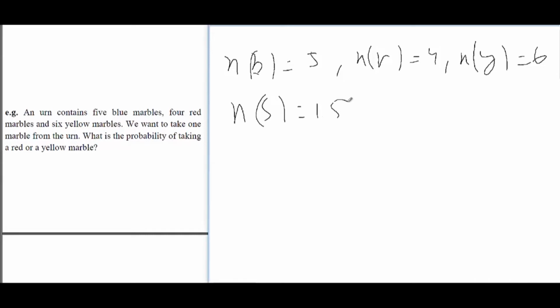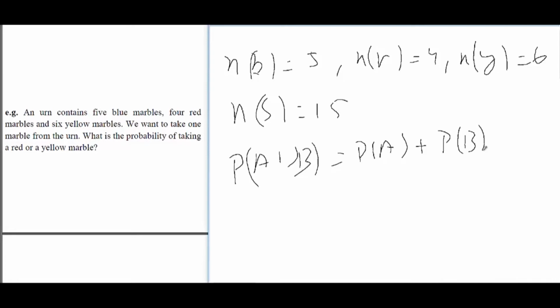And as the question asks us for the probability of red union yellow, red and yellow are mutually exclusive events. It means a marble cannot be red and yellow at the same time. So they are mutually exclusive, which means they don't have any common element between each other. So the probability of these two events, A union B, is equal to probability of A plus probability of B.